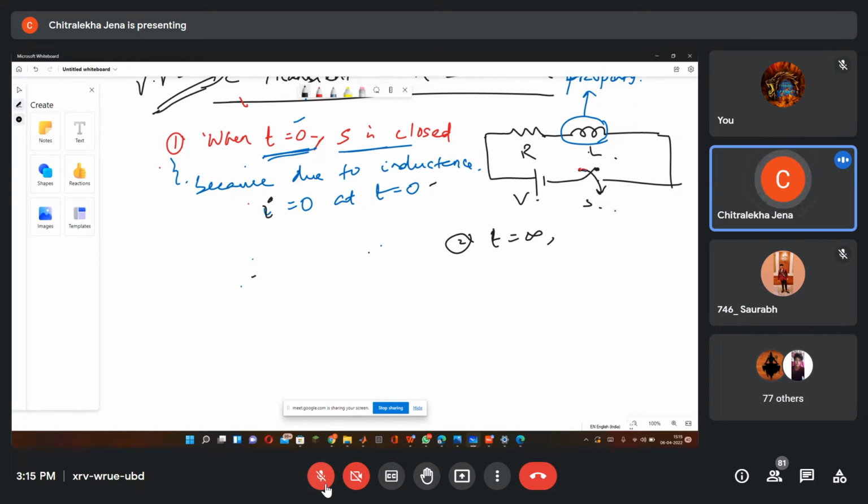The switch has been closed for a long time. Current will flow. After a long time with the switch closed, what will be the current? Current will be equal to how much?